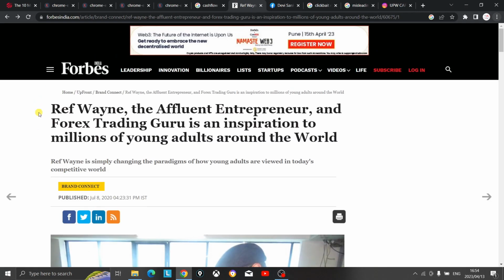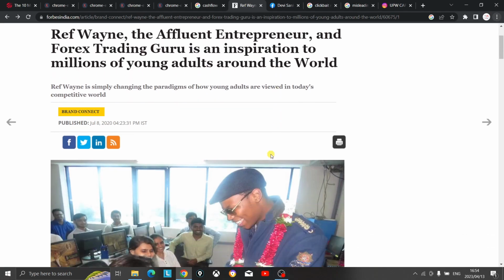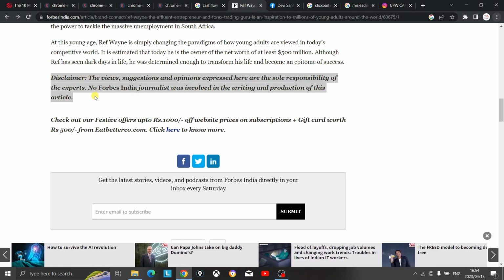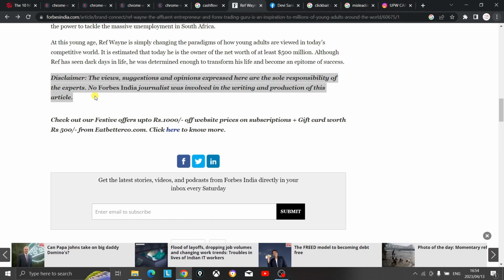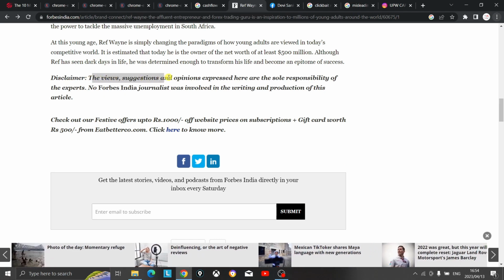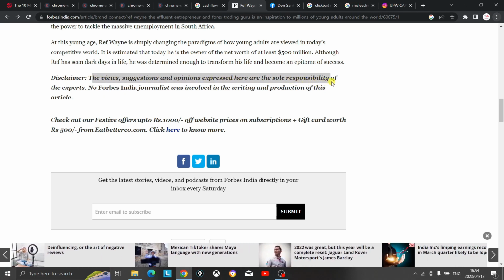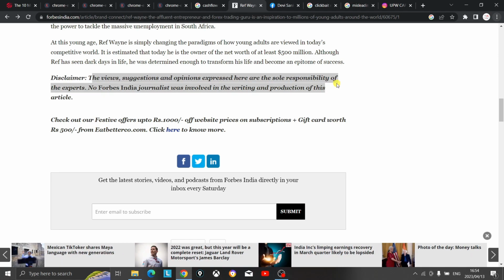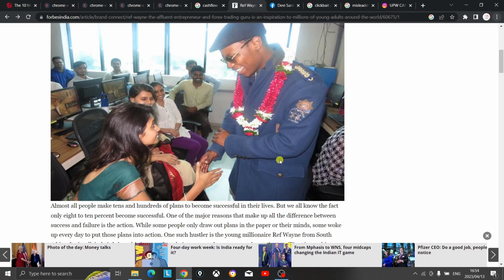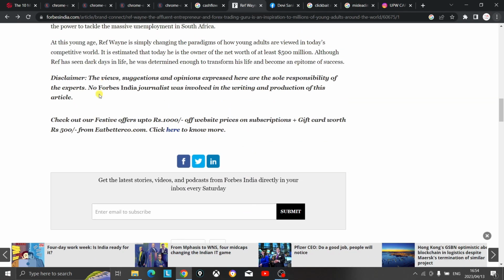Now, if you look at this website, it's called ForbesIndia.com. Ref Wayne, the fluent entrepreneur and forex trading guru, is an inspiration to millions of young adults around the world. Now, what I found very tricky is this disclaimer. I interpreted the disclaimer as Forbes India trying to protect themselves. Now, look at this. The views, suggestions, and opinions expressed here are the sole responsibility of the experts. I assume the expert is Ref Wayne, and I assume this is his picture. Now let us read again.